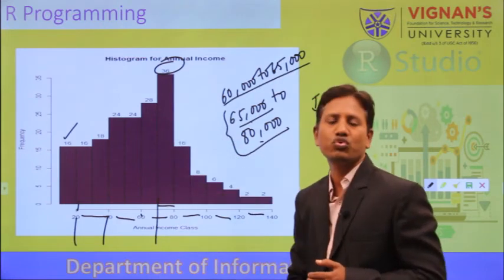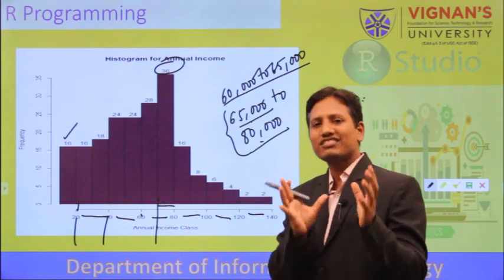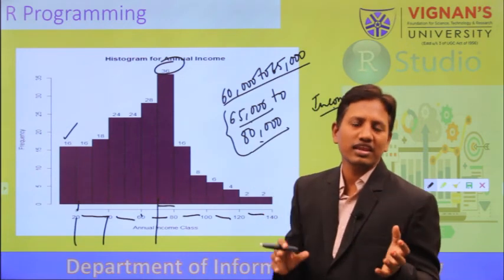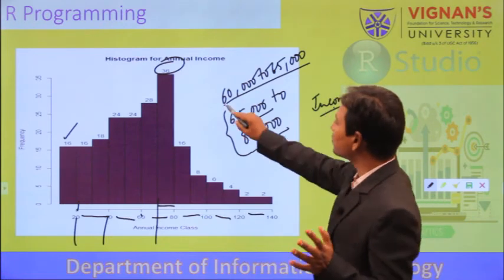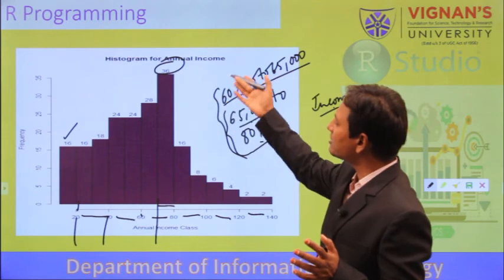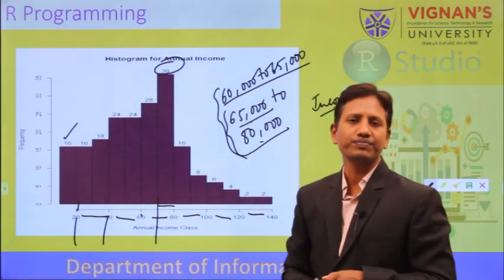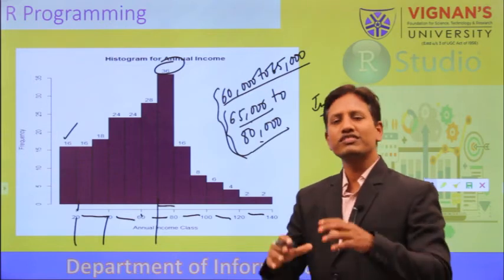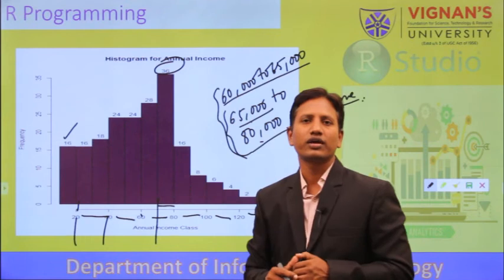The next highest group. So the customers' average salary is 60 to 80,000, we can assume. So 36 plus 28, that is 64 people out of 200 are there. This is a good number of people falling in this range.